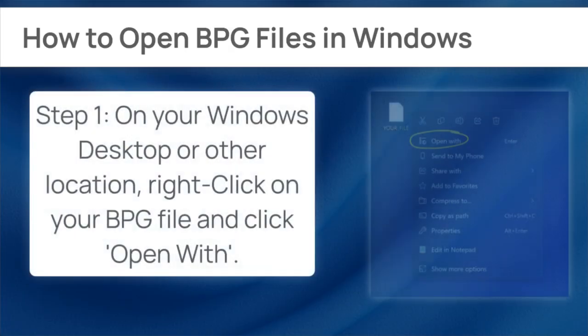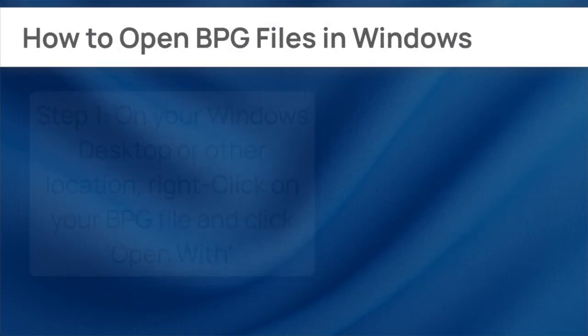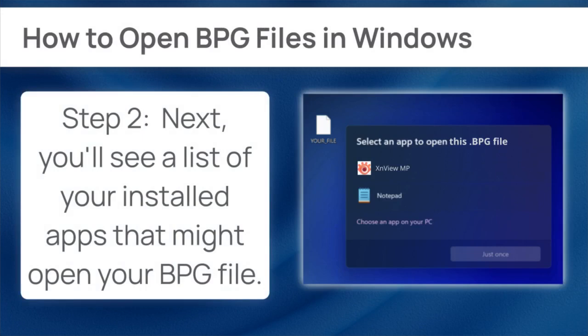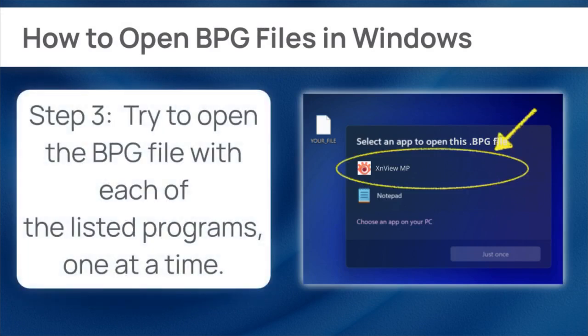Let's check which applications associate the file. Right-click your BPG file and click Open With. Test with XnView MP if available. If not, just choose another program from the installed list and see if it works.